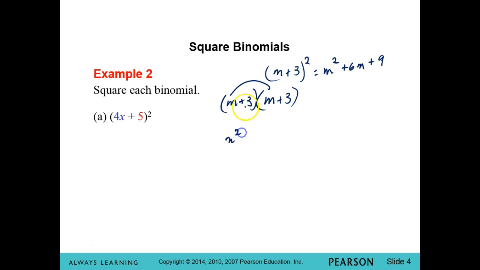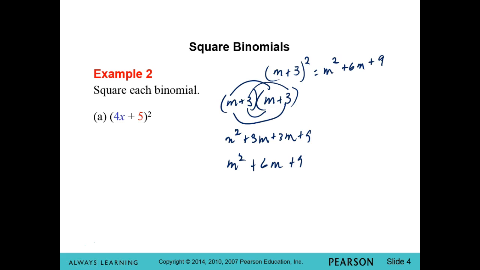M squared, outer, plus 3m. Plus 3m, there it is doubled, right? Plus 9. And that gives you m squared plus 6m plus 9.